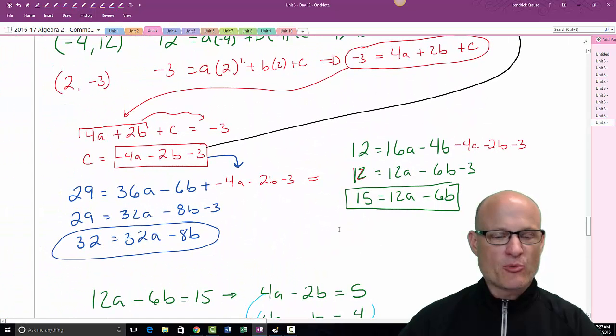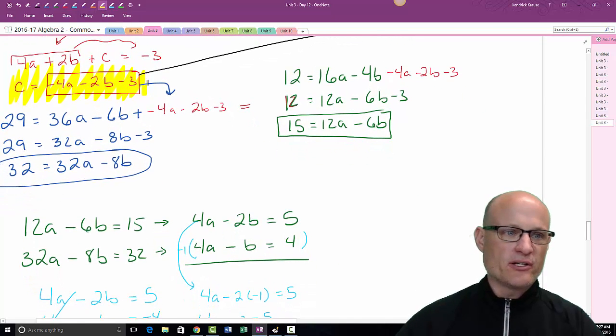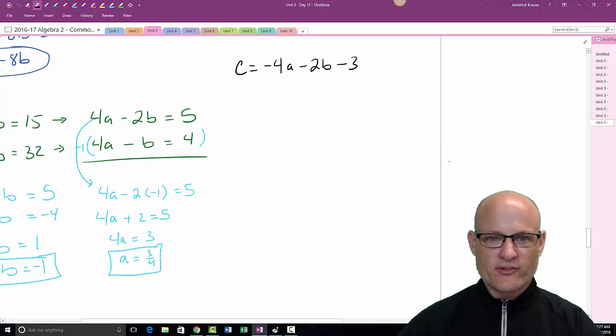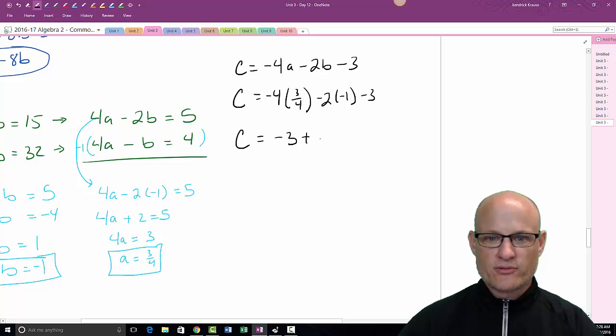We'll see. Now, we came up with what C is equal to, right? We know what C is equal to. C is equal to this. So we're going to rewrite that over here. Do it in black. C is equal to negative 4a minus 2b minus 3. So now we're going to sub those two things in. So C is equal to negative 4 times 3/4 minus 2 times negative 1 minus 3. So let's see, that's negative 3 plus 2 minus 3. Negative 1 minus 3, negative 4.